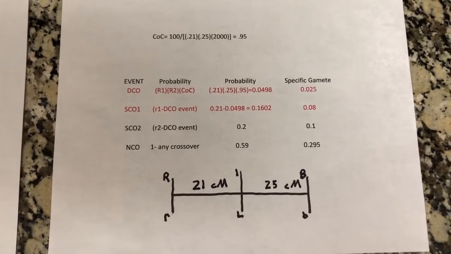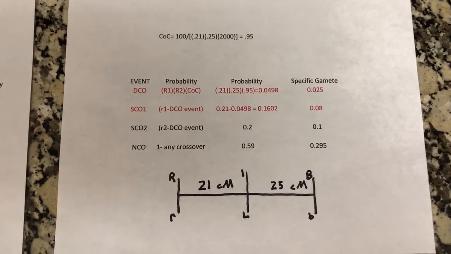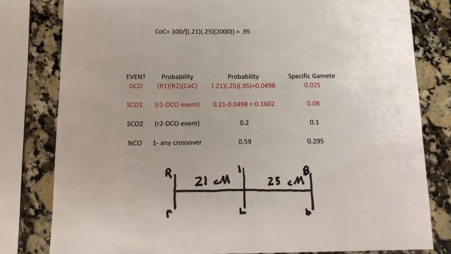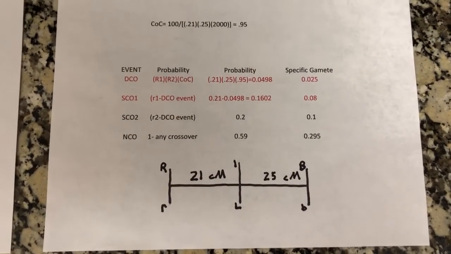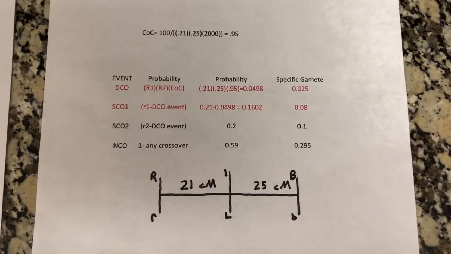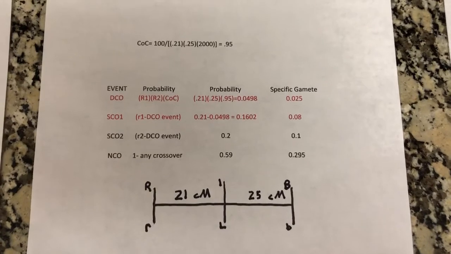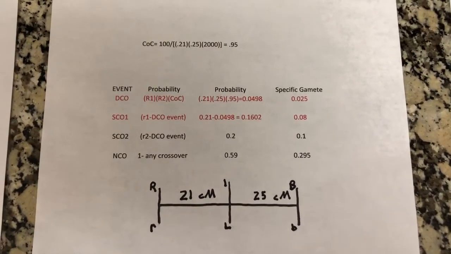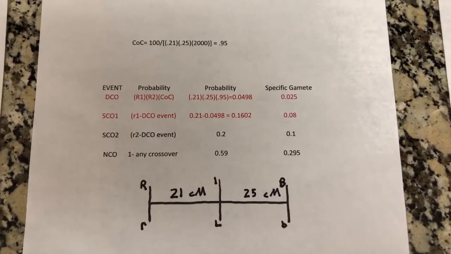I used this coefficient of coincidence to calculate the probability of the double crossover event occurring, then multiplied that by 0.5 in order to determine the probability of a specific gamete being produced. To calculate the probability of a specific single crossover occurring, I took the recombination frequency of R1 and subtracted the probability of a double crossover event occurring, which you can see here.